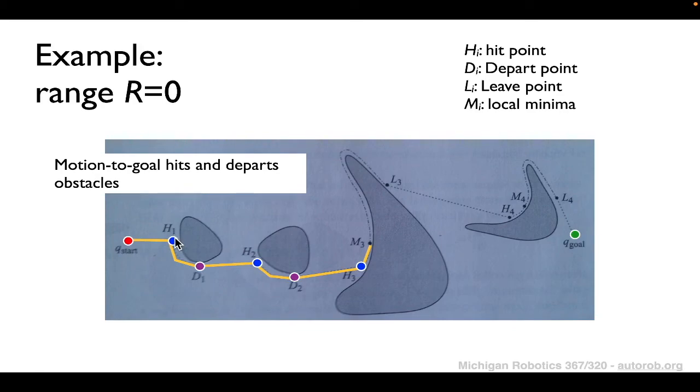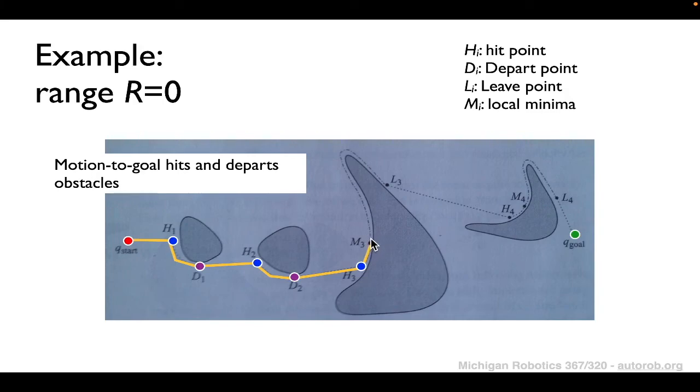It's going to have boundary following behavior once it hits the first obstacle, and continually for the second obstacle until it reaches the third obstacle. An interesting case happens at the third obstacle, where it reaches a local minimum. It'll have this hit point here, H sub 3. It'll begin boundary following until it reaches a local minimum where the heuristic then starts to increase. So this M sub 3 denotes a point of local minimum for the heuristic function.